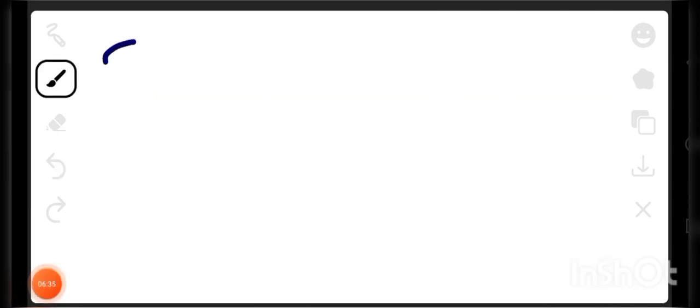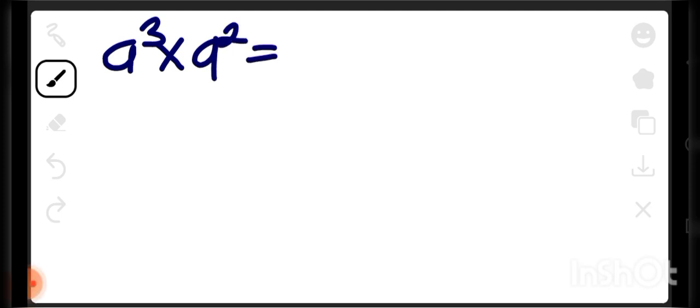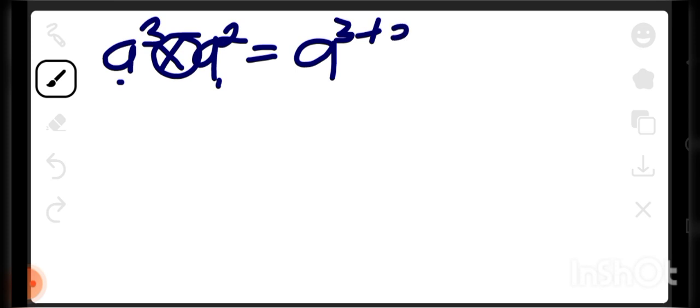So we're having a cube times a square. This is simple enough. The answer will be a, because this and this have the same base. Pick one of the bases, and since this is multiplication, add up the powers, 3 plus 2. That will give us a raised to power 5. This one is simple enough. So let's move to the last one.